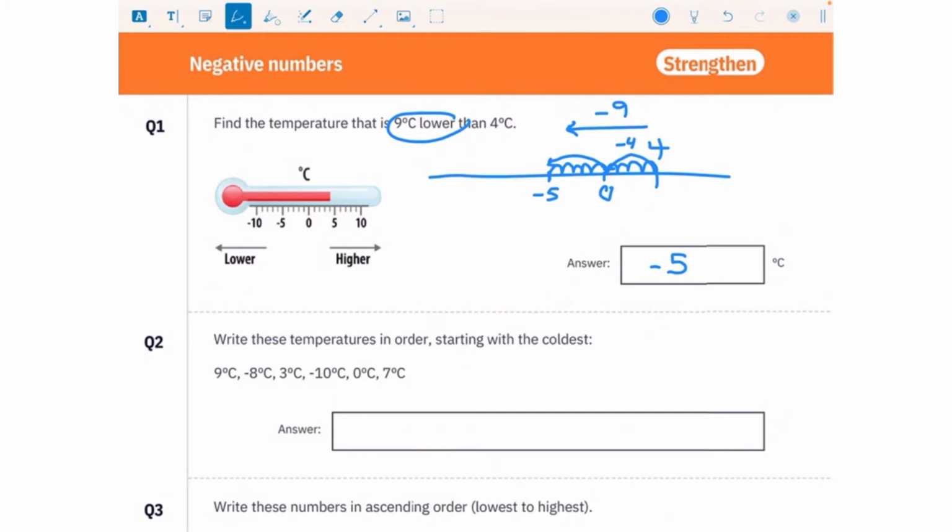Write these temperatures in order, starting with the coldest. So again, we just want to think about a number line here. Which of these numbers would be furthest to the left? Here's my 0, positive numbers this way and negative numbers this way.